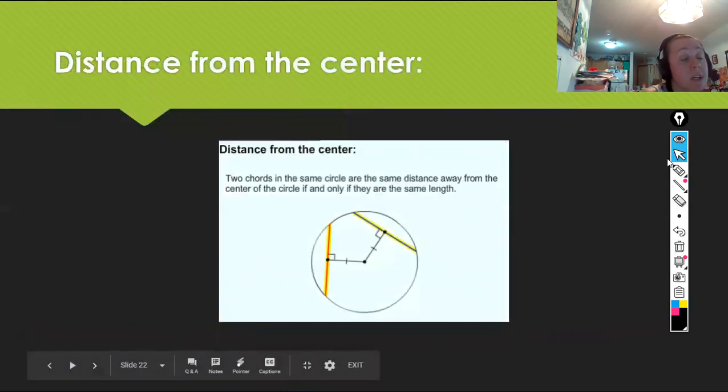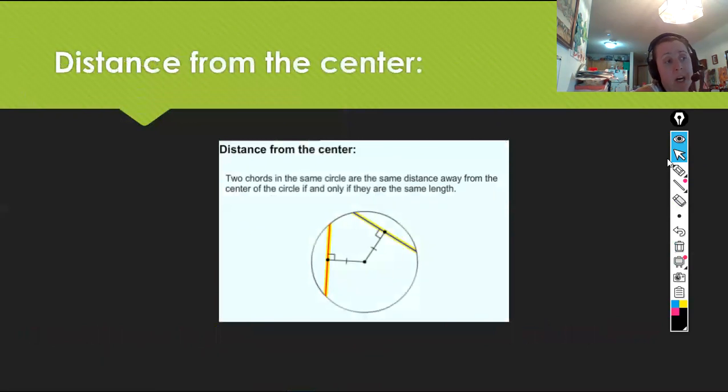Okay. Another property with chords is two chords in the same circle are the same distance away from the center if they have the same length. So if the segment that connects the chord to the center is the same as another one, then the chords are congruent. That kind of makes sense. You know, they have to be the same distance away for them to be the same.